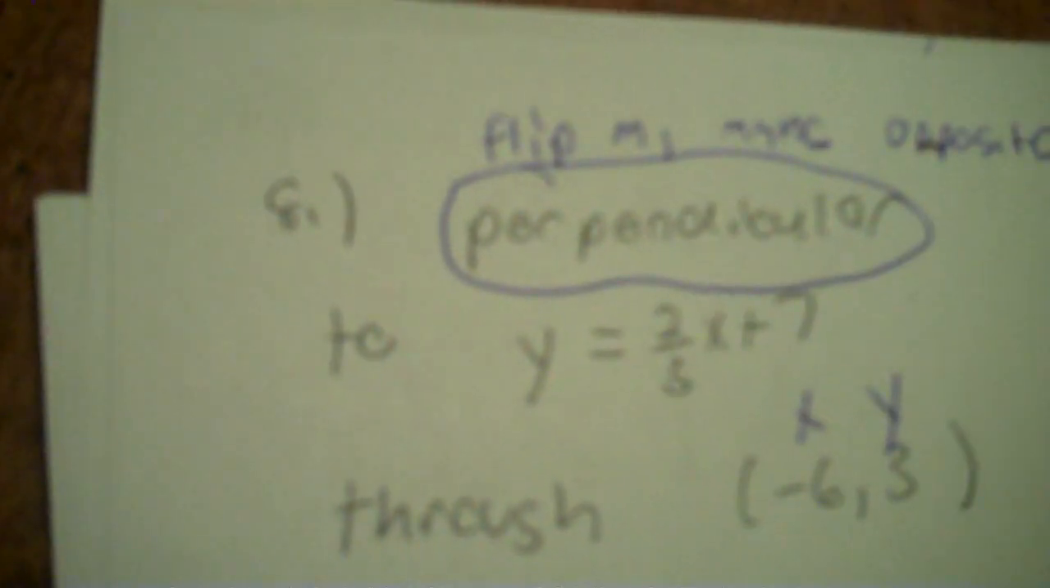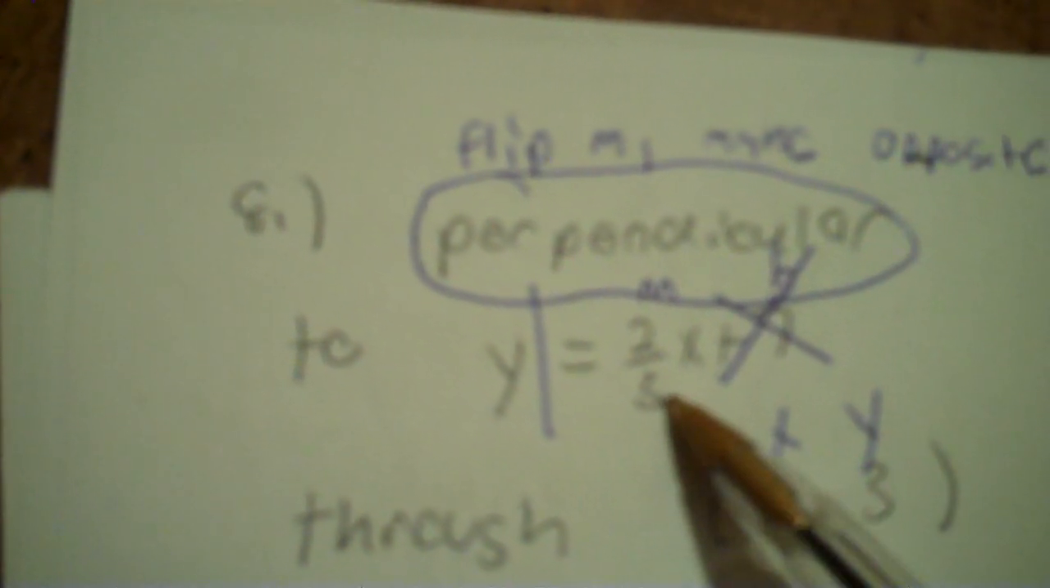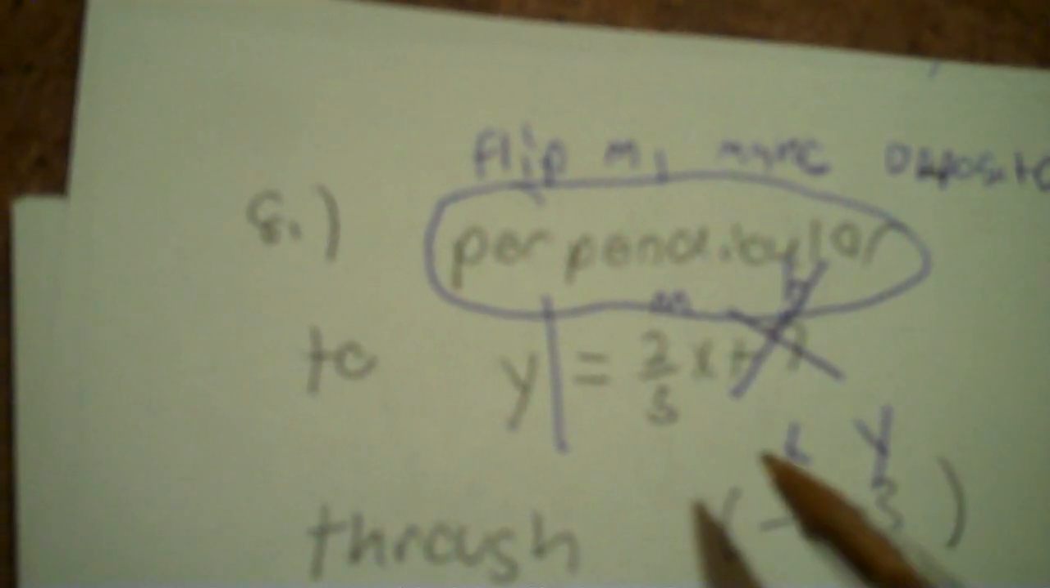Now, perpendicular, the m's are not the same. If it's perpendicular, we need to flip the m and then make it into its opposite sign. So you flip m, make opposite. So what's the m in that equation? Well, if the y is by itself, you have your m, b. You don't care about the b. But the m, the slope, is 2/3. So you need to flip it.